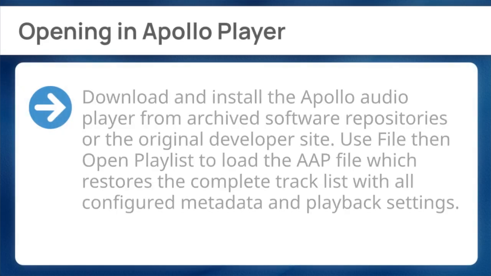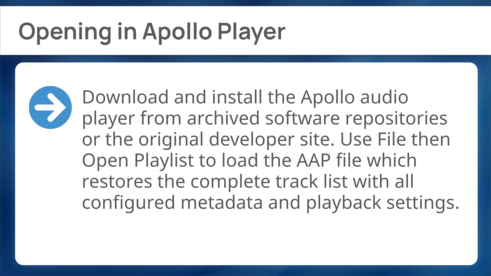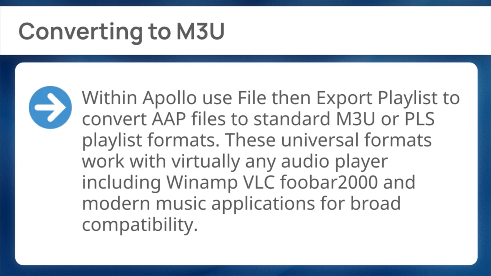First, opening in Apollo Player. Download and install the Apollo Audio Player from archived software repositories or the original developer site. Use File, then Open Playlist to load the AAP file, which restores the complete track list with all configured metadata and playback settings. Next, converting to M3U.